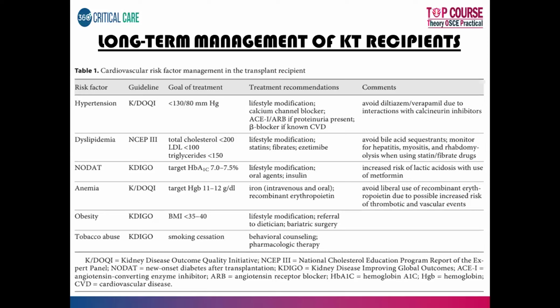Next, anemia. CKD patients have more chances of anemia, but you have to maintain the target Hb here in post-transplant as 11 to 12 gram per dL. If required, either intravenous or oral iron should be given, and you have to use recombinant erythropoietin. If the patient is obese, they have to keep their BMI between 35 to 40. And if there is tobacco abuse, you have to stop smoking or tobacco chewing.